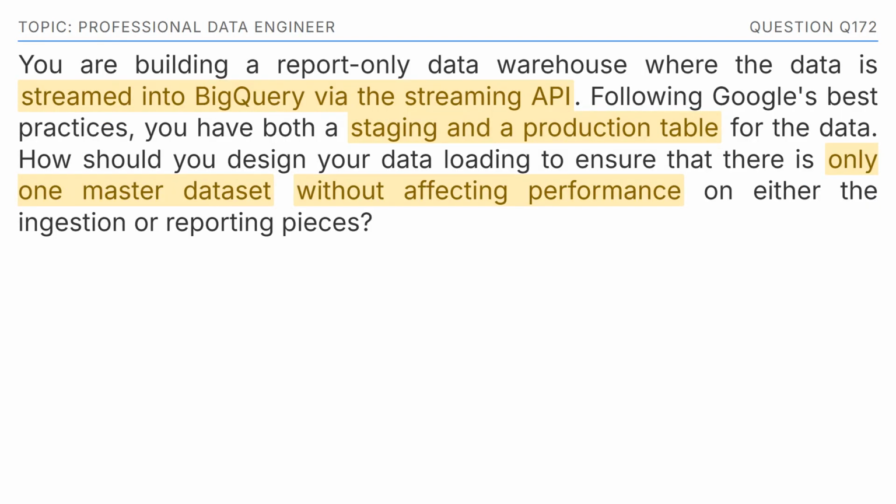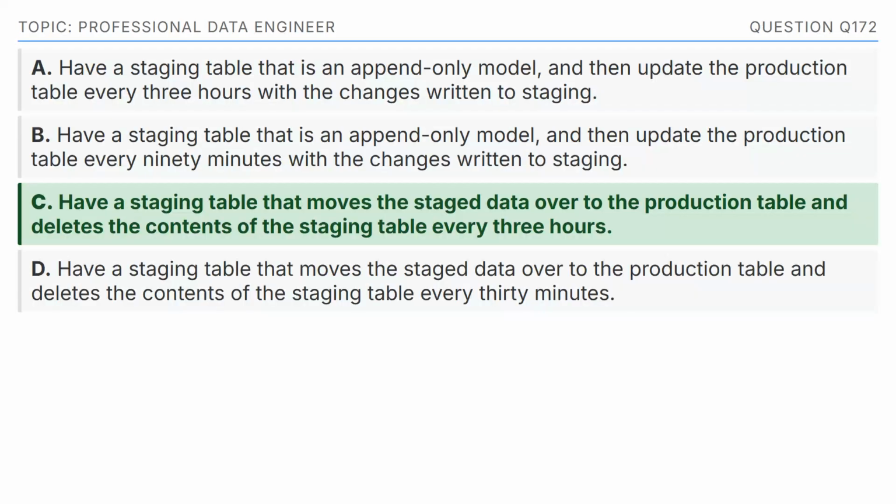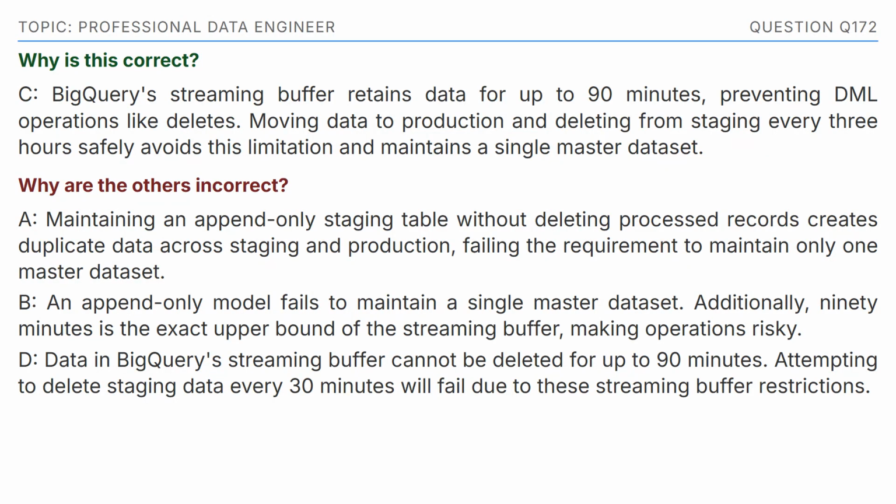To arrive at the correct answer, we focus on the keywords: streamed into BigQuery via the streaming API, staging, and a production table, only one master dataset, without affecting performance. The correct answer is option C, have a staging table that moves the staged data over to the production table and deletes the contents of the staging table every 3 hours. Why is this correct? C. BigQuery's streaming buffer retains data for up to 90 minutes, preventing DML operations like deletes. Moving data to production and deleting from staging every 3 hours safely avoids this limitation and maintains a single master dataset.